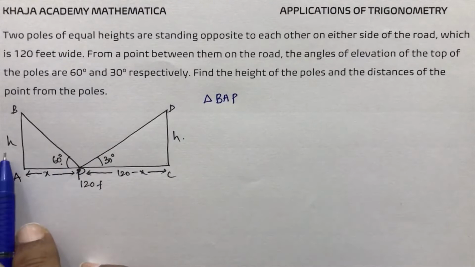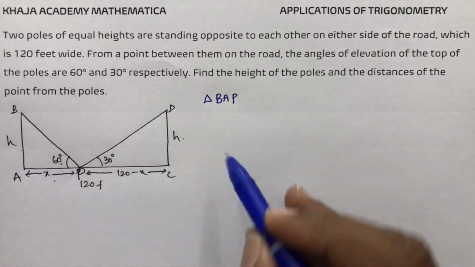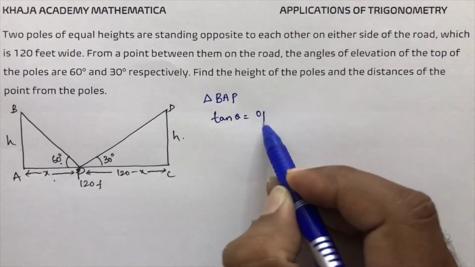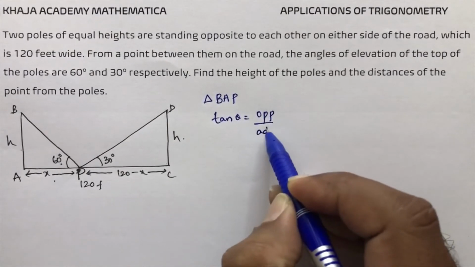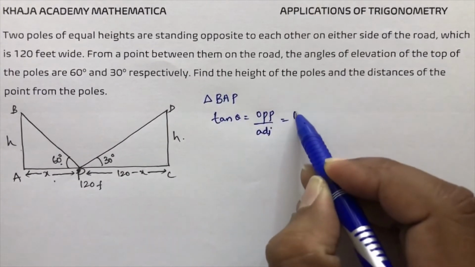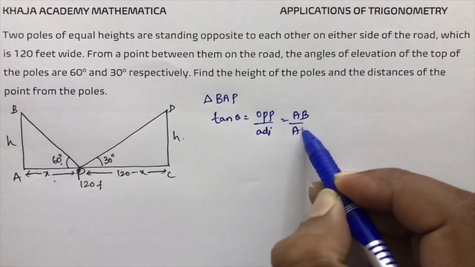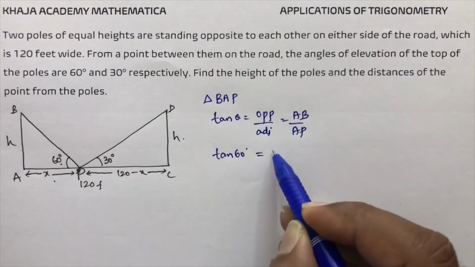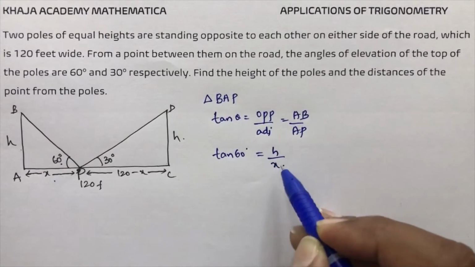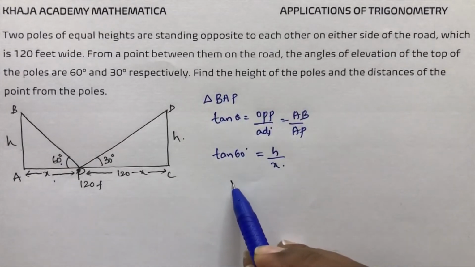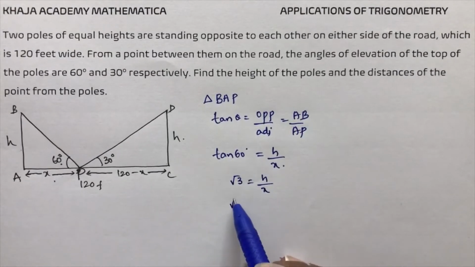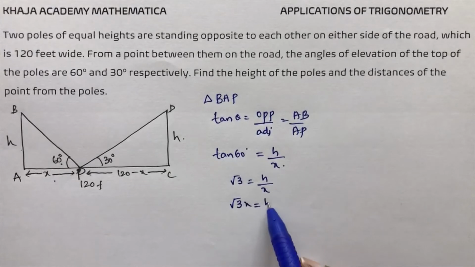Theta is 60, opposite is h, adjacent is x. So tan theta is opposite by adjacent. Opposite is here AB, adjacent is AP. So tan of angle 60 degrees, opposite is h, adjacent is x. Tan 60 is root 3 equals h by x. So root 3 x equals h. This is one equation.